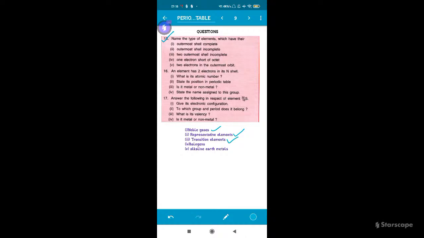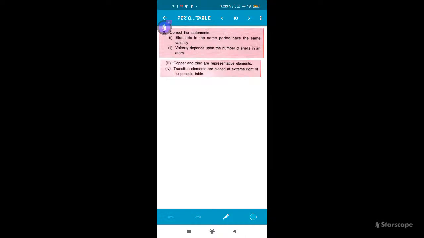The last question is 2 electrons in the outermost orbit. We know if there are 2 electrons in the outermost shell or in the outermost orbit, they will belong to the second group, and the second group elements are known as alkaline earth metals. So the answer is alkaline earth metals. So these were the homework questions which I asked you to do yesterday, and these are the answers. Now we will move on to the next part of the chapter.